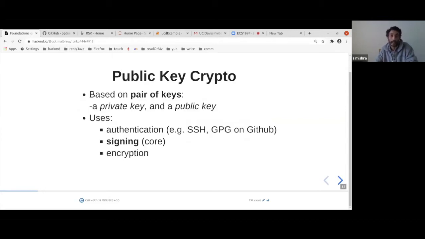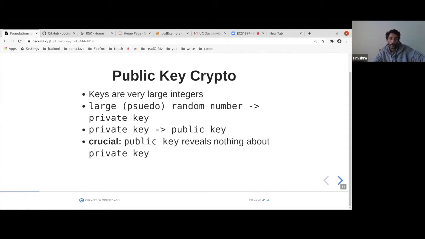For the basics of public and private key cryptography, some of you may be using SSH to authenticate into your GitHub repos. Authentication is not that much of an issue in Bitcoin, nor is encryption. The main issue here is signing transactions, so that's going to be core here. Keys, as you may know, are just very large integers. The private key is generated from a pseudo-random number, and once you have the private key, we use that to generate a public key. The specific ways depend on the standards we use, and there are a whole variety of standards. But the critical thing here is that even if your public key is revealed, there's nothing anyone can learn about your private key.